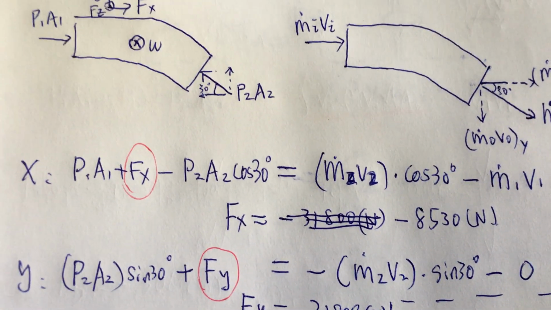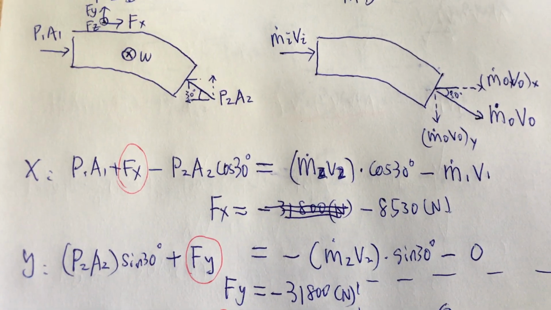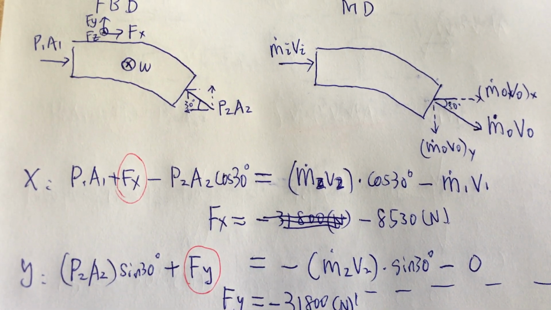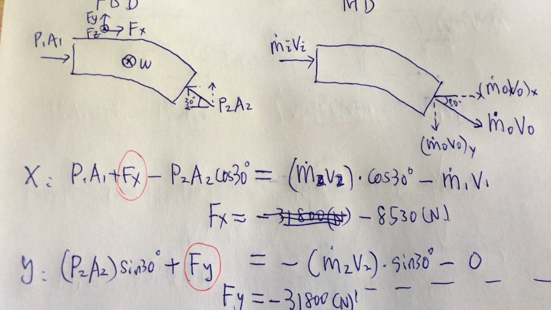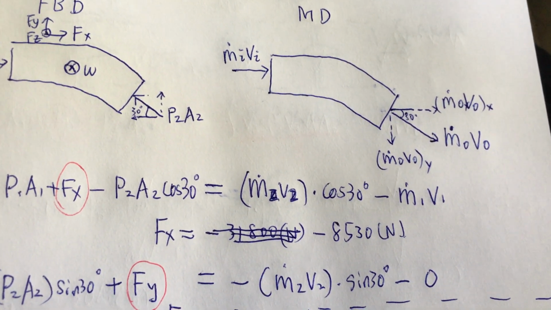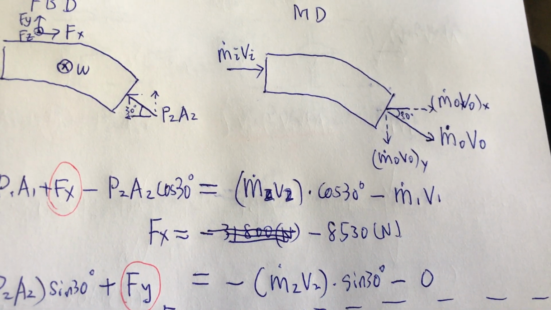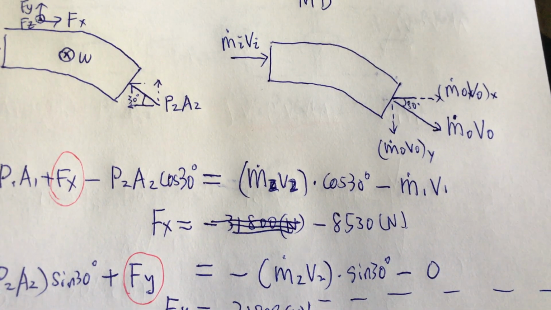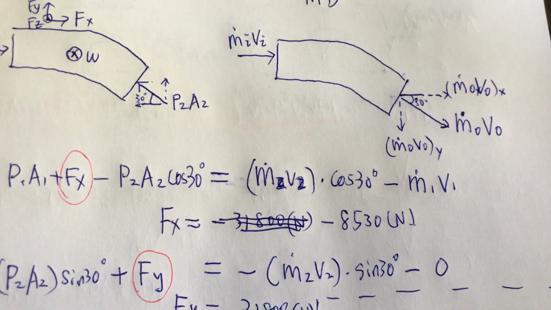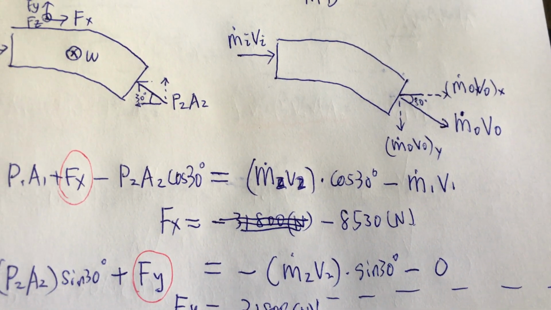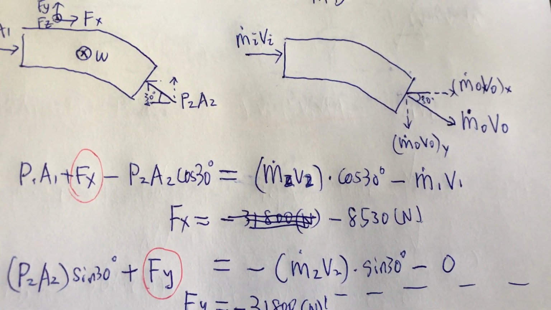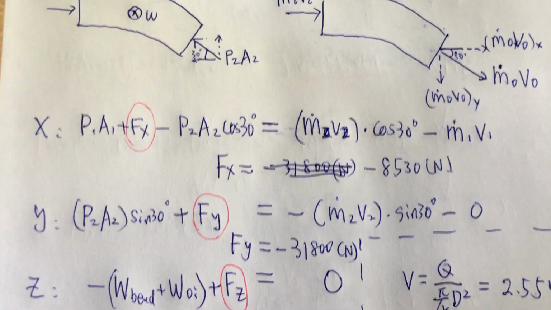Same thing for the Y direction. The force component will be P2A2 sine 30 degrees. Now it's going upward, so it's positive, right? Fy is positive. And the momentum out is going downward: m dot 2 v2 times sine 30 degrees, but it's downward, so it's negative. Minus the momentum in in the Y direction, which is 0. So that's the Y equation.